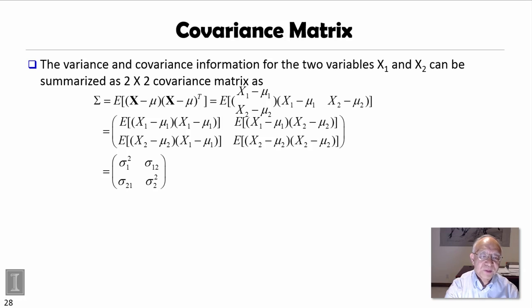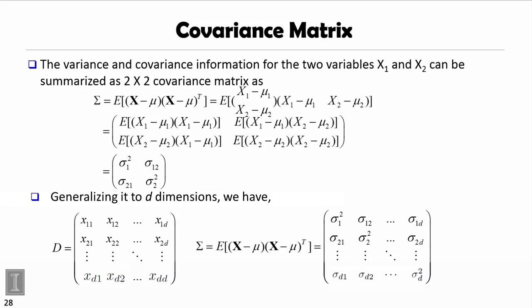So this is a typical 2x2 covariance matrix. In general, suppose we have a data set with n rows and d columns, that means we have d numerical attributes. Then their covariance matrix is written in this form. This is the variance of variable 1, this is the variance of the second dimension, and this is the variance of the d-th dimension. Their covariances line up like this.